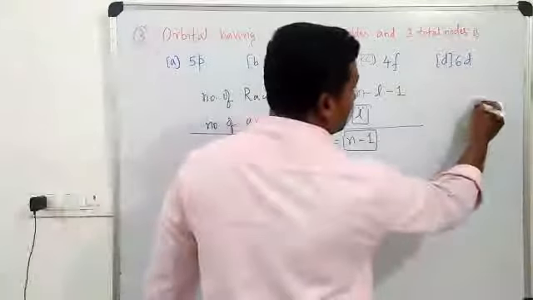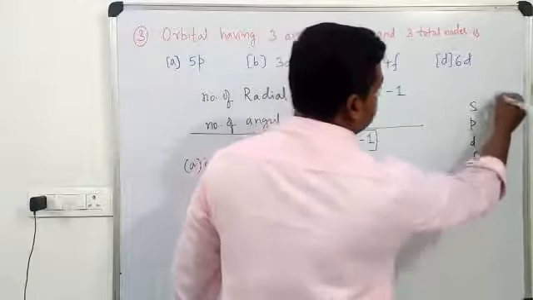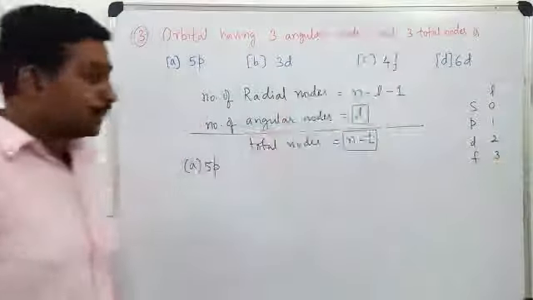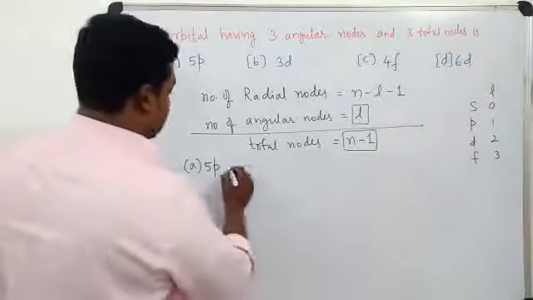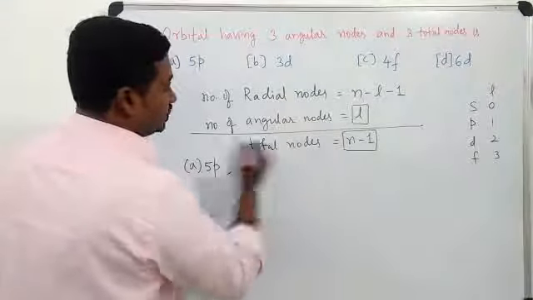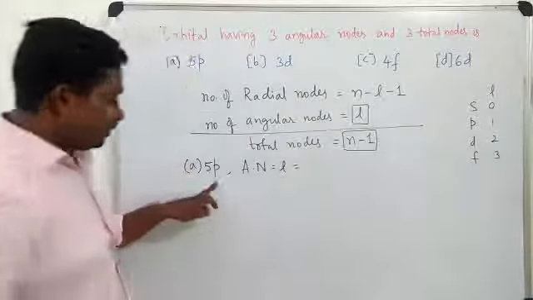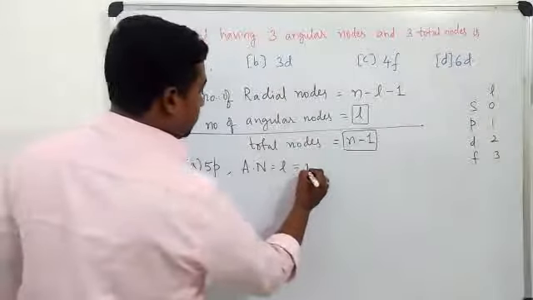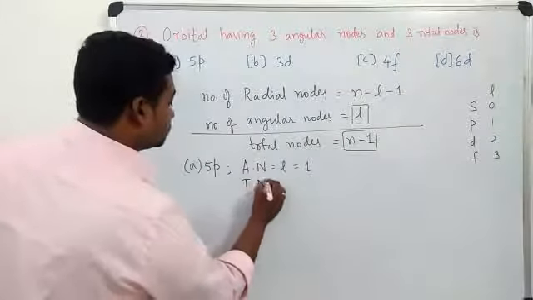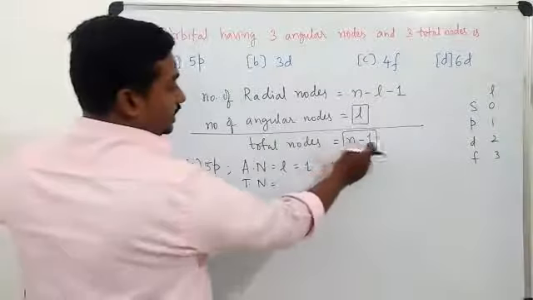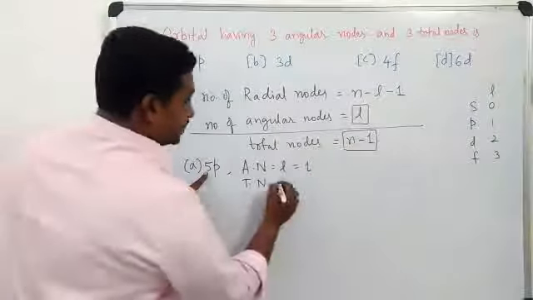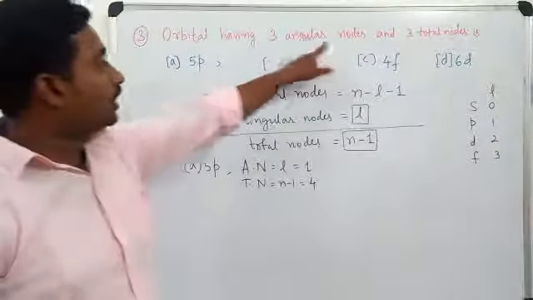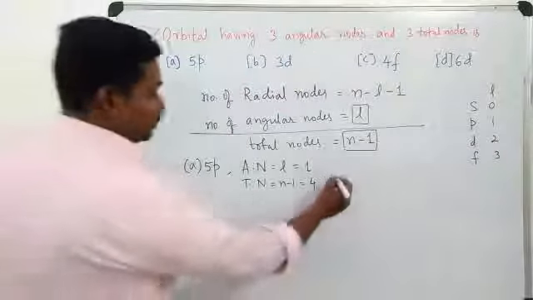I am considering once again the orbitals S, P, D, F, which we have seen in our first question, 0, 1, 2, 3. Okay, substitute the values. We want angular nodes. So angular nodes is equal to L and that's equal to, since it is P, P means 1, which is 1. And we want total nodes also. Total nodes are given by n minus 1. N is 5. Minus 1 is 4, but we want 3 angular nodes and 3 total nodes. So option A is over.